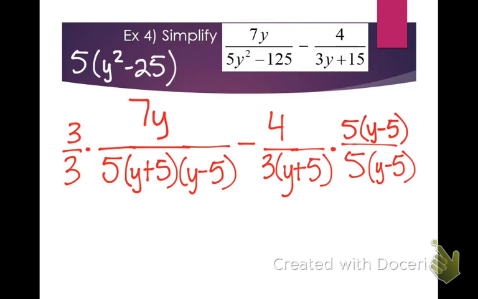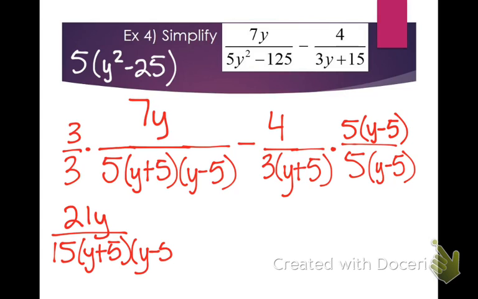Charles? So we have to multiply 3 times 7, or it would be 3 plus 7. Nope, it's multiply. So what is 3 times 7y? 21y over. Now, I would go ahead and multiply the 3 and the 5 together and get a 15, but I would leave the binomial factors in their parentheses. Minus.